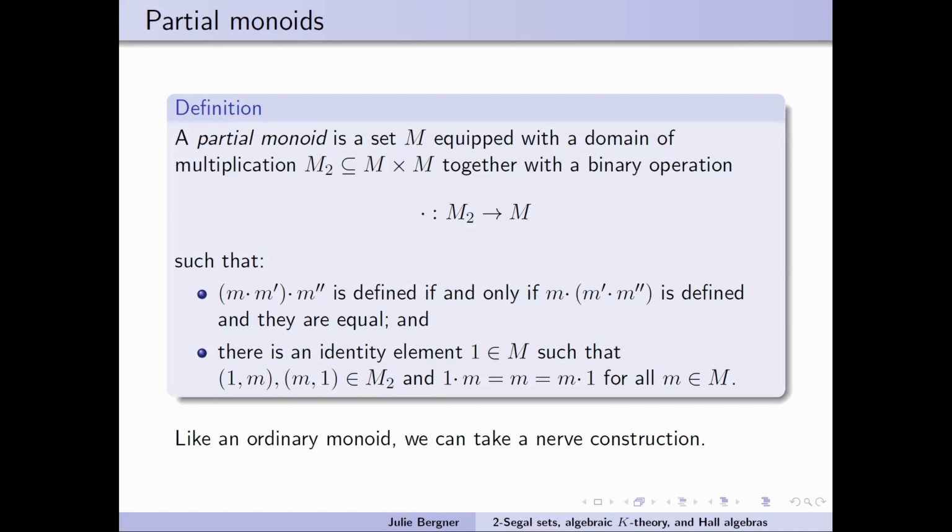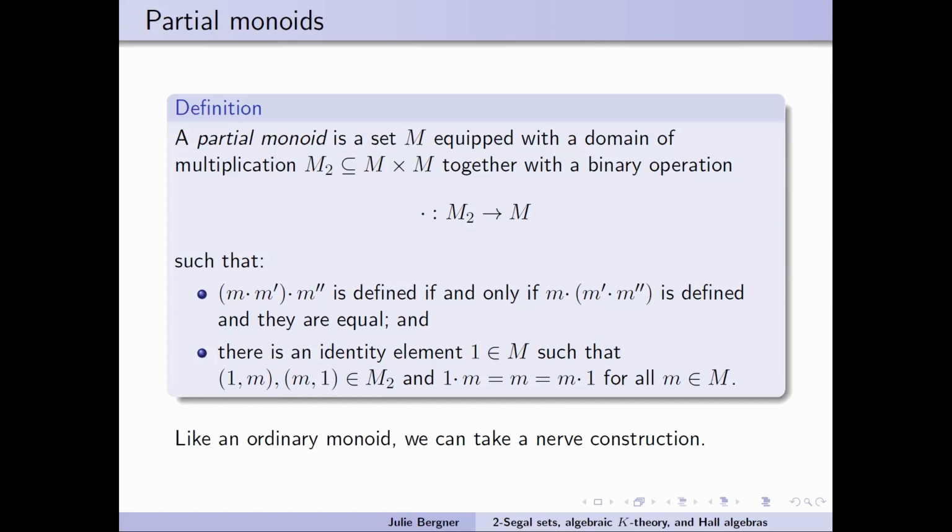We want associativity. So if it exists to take M multiplied with M prime and then multiply with M double prime, then I want the other way around, where I multiply M prime and M double prime first, to be defined if and only if the first is, and then they're equal. So I still want associativity. This is the same sense in which we had it before. And then we need to have an identity element, and we want everything to be composable with the identity, and it behaves like an identity.